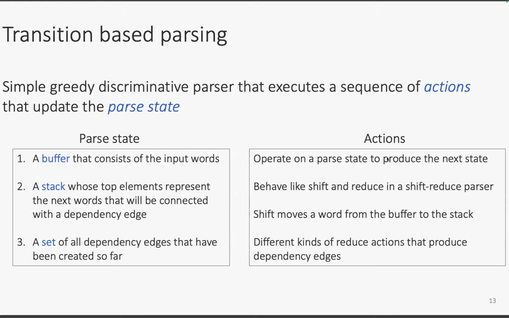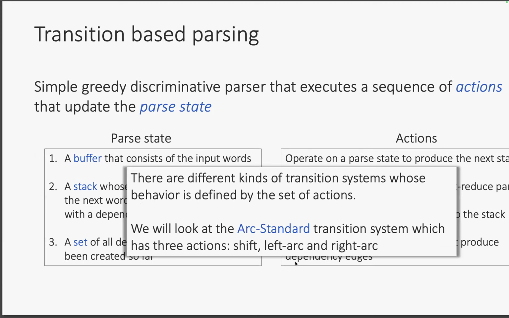Okay, in terms of the actions, we are going to produce actions that are going to change this parse state and give us another parse state. That's what the actions are going to do. So in other words, if the parse state consists of a stack, buffer, and set of actions, by doing another action and changing the parse state, we get a new set of buffer, stack, and actions. And if you know compilers, then you will be happy to learn that this behaves like shift and reduce in the shift-reduce parser. Basically shift is going to move a word from the buffer to the stack, and we will have different kinds of reduce actions that produce dependency edges. This is all very high level. We are going to see an example that will make this all more concrete.